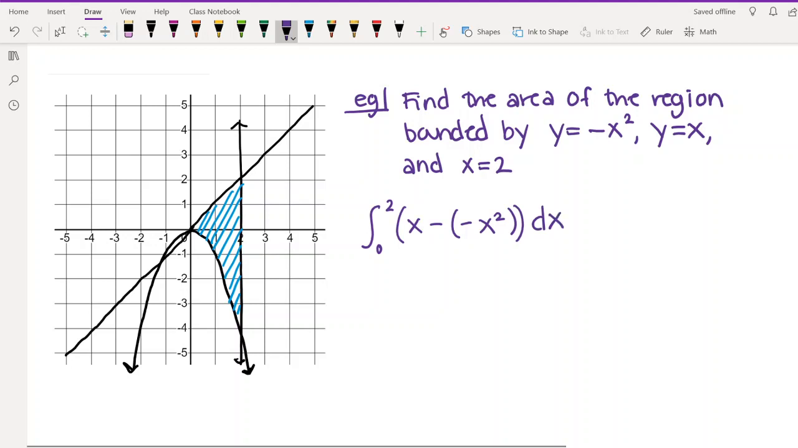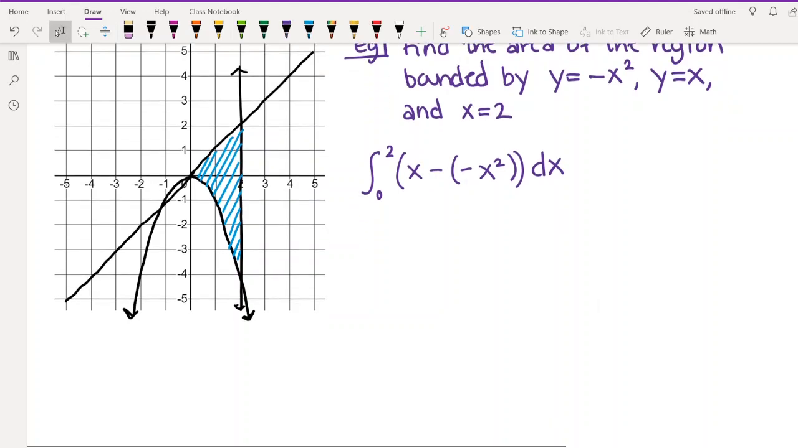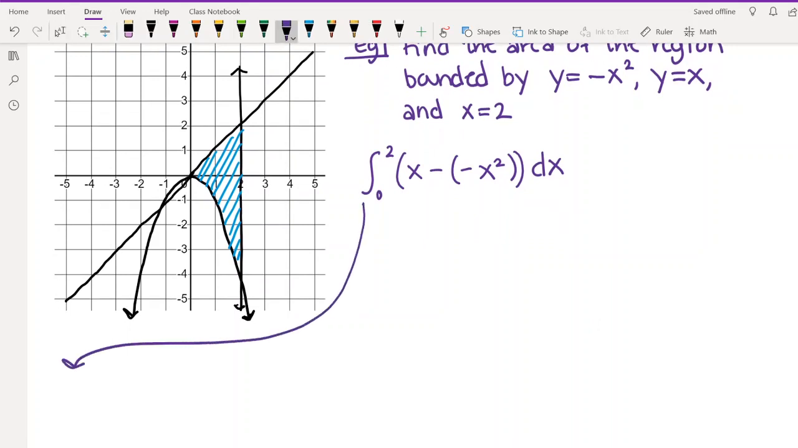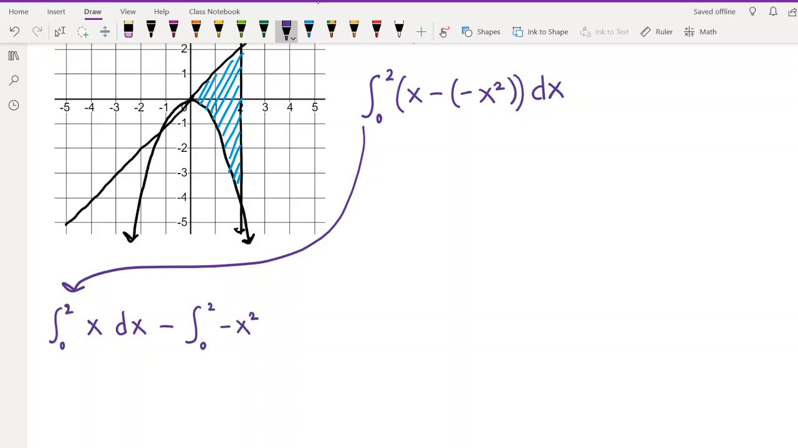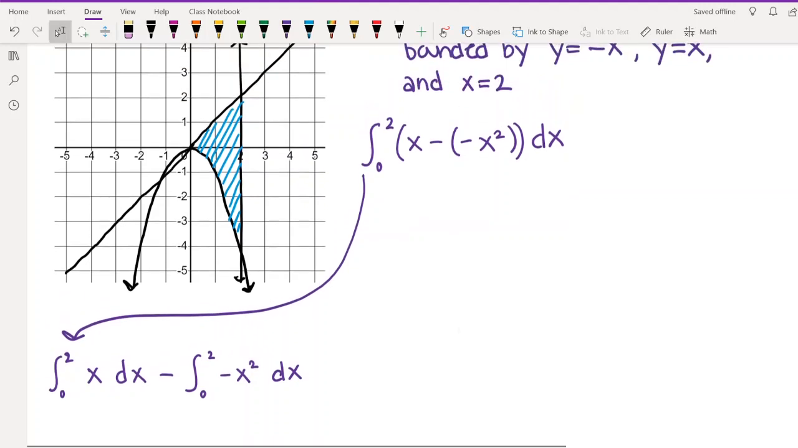We'll go in a second and actually evaluate this, and we'll see that it does give us a positive number. But I want to show you why this gives us a positive number even though part of it lies below the x-axis. Basically, if we split this into two integrals, we have the integral of x dx, and then from that we would be subtracting the integral of negative x squared dx.